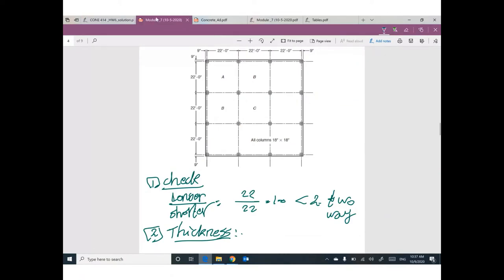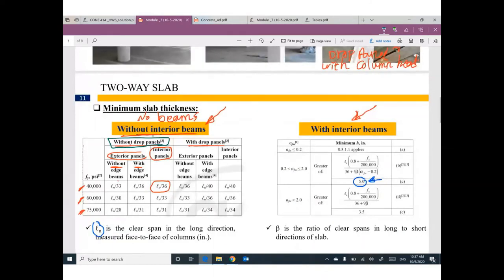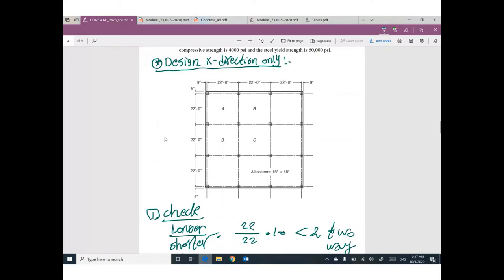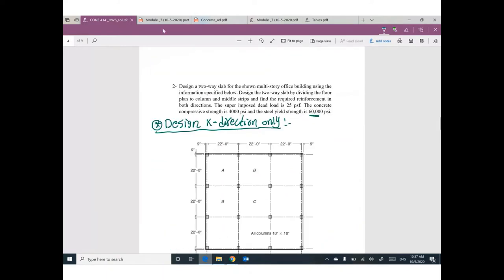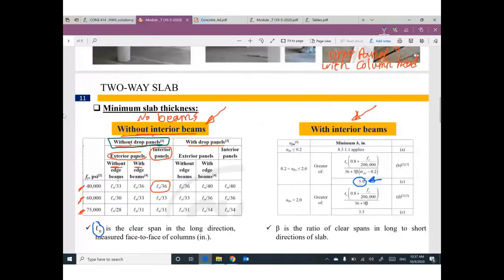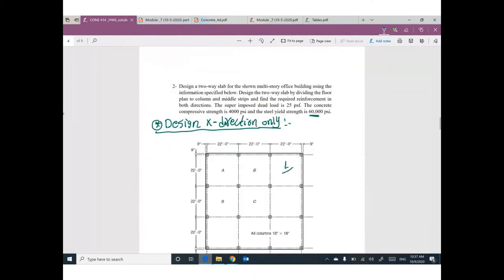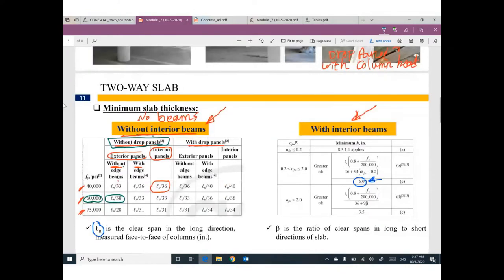So, without drop panel, without edge beam, for the exterior panel, what is the value of F yield? Is it given? Yeah, 60,000. So, without drop panel, without edge beam, F yield 60,000, L divided by 30. I'm talking about edge panel, exterior panel, the panel at the edge of the slab. So your value will be LN divided by 30.